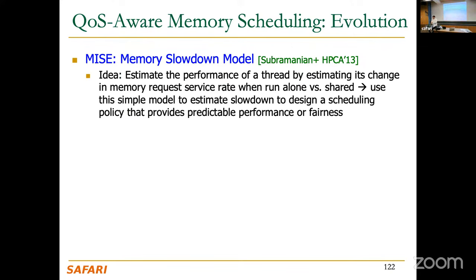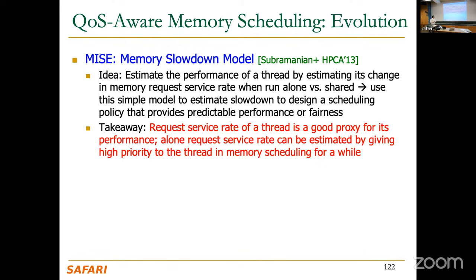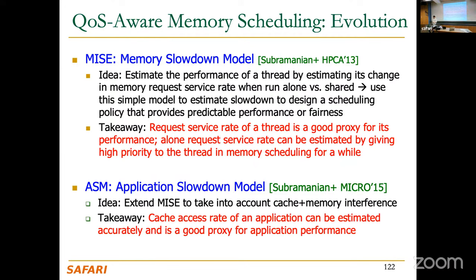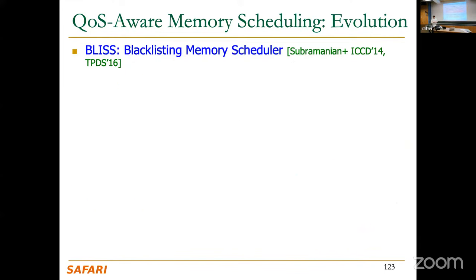MISE. This is building on top of prior work, obviously, but it estimates the performance of threads when they're run alone in a system while they're running along with more cores in the system. So this is a difficult feat to achieve, and this paper deals with that nicely. And then there's also ASM developed on top of MISE, and at a high level, it extends MISE to account for cache and memory interference. And the takeaway is you can estimate application performance by looking at cache access rates. We will go into details of these, so these are just an overview.